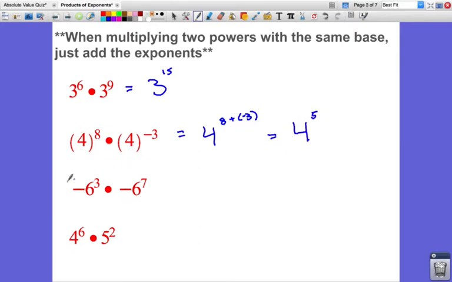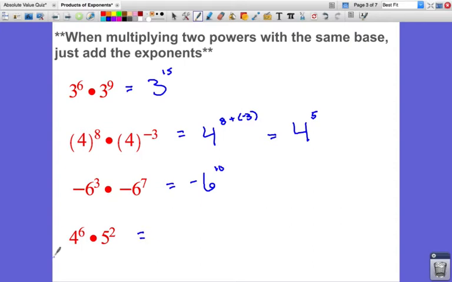Negative 6 to the 3rd power times negative 6 to the 7th power. Even though I have a negative base, it doesn't change anything. My bases are the exact same. So I'm still going to keep my base, which is negative 6, and add my exponents. 3 plus 7 is 10.